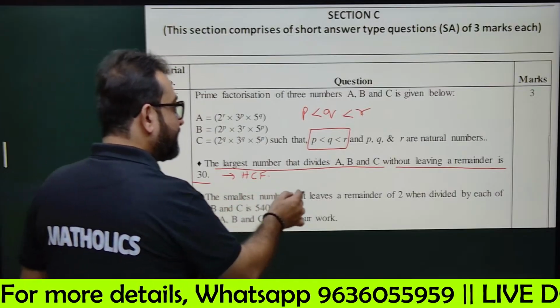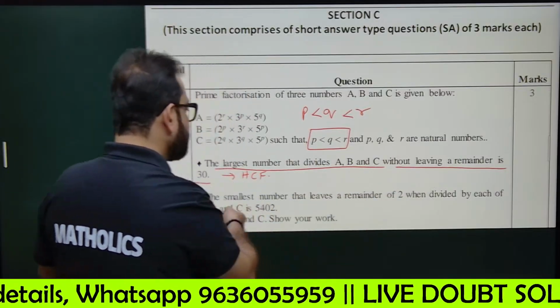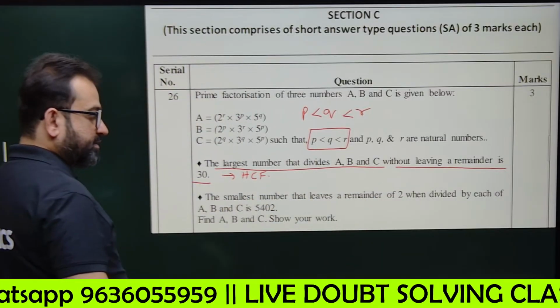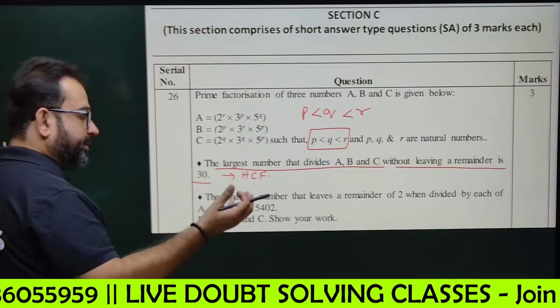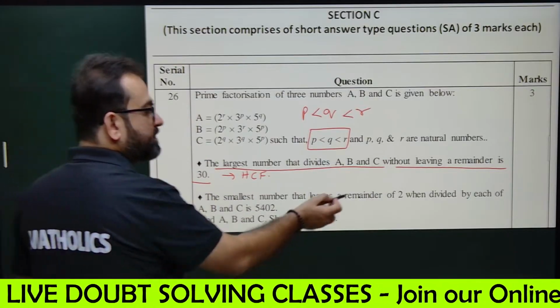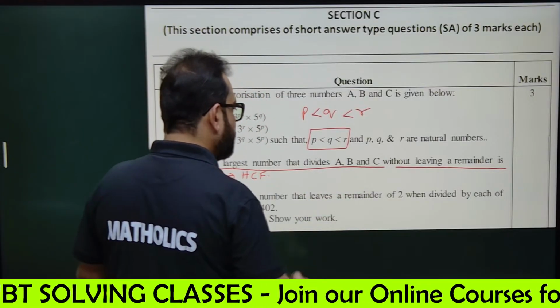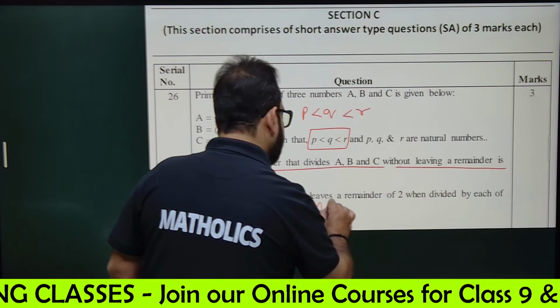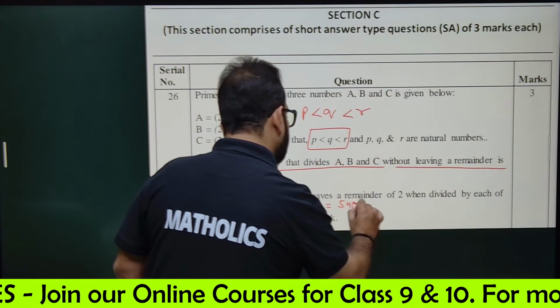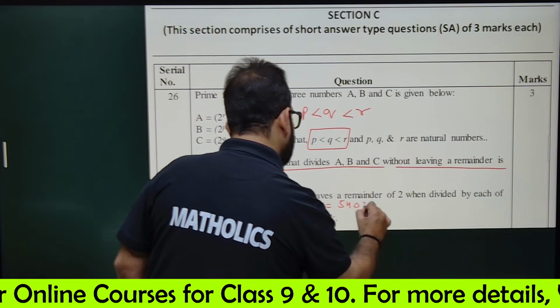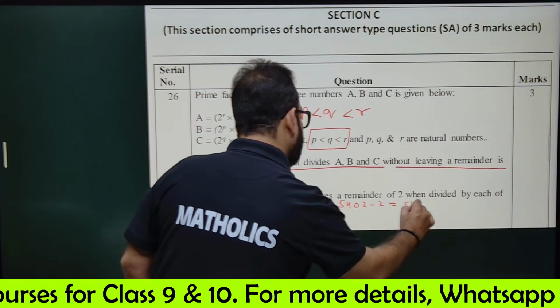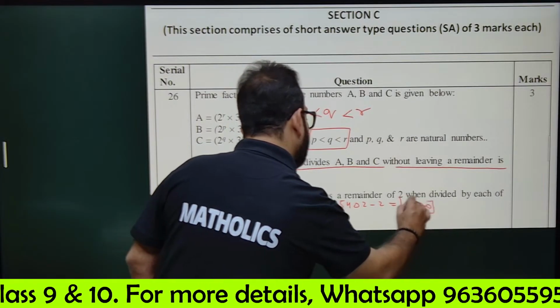And the smallest number that leaves a remainder of 2 when divided by each of these A, B, C is 5402. That means the smallest multiple is 5402 and it leaves a remainder of 2. So what will be the LCM? LCM will be 5402 minus 2. That means 5400 will be my LCM.